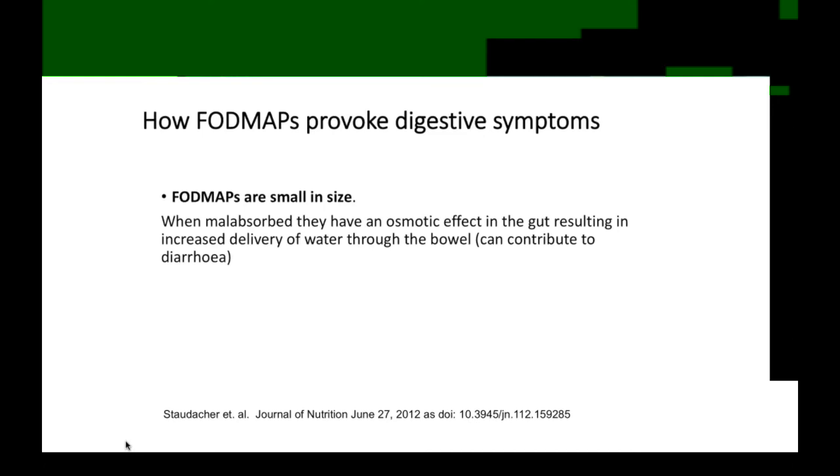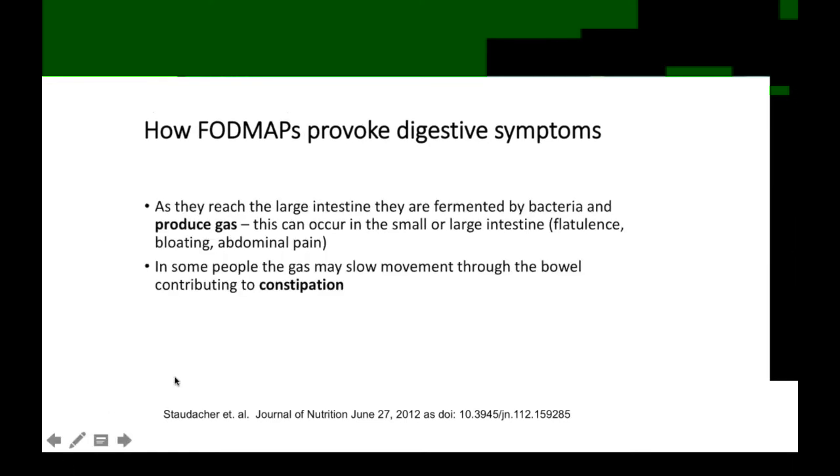First of all, they are very small in size. When they are malabsorbed, they have what's called an osmotic effect in the gut. This means it's very concentrated. They're very small in size and they're very concentrated. So what the gut wants to do is try and dilute them, and it does that by increasing the delivery of water through the bowel. And that's why for some people, one of the symptoms will actually be diarrhea or very loose stools.